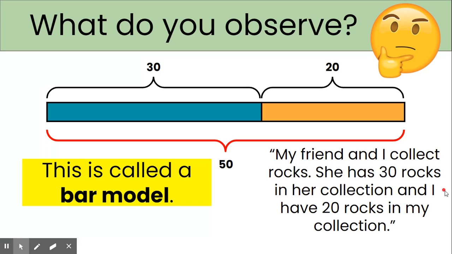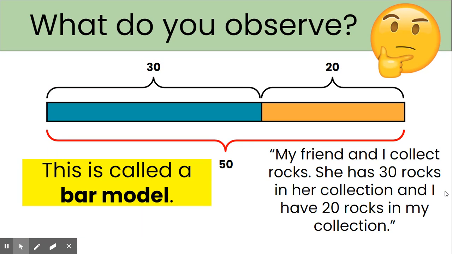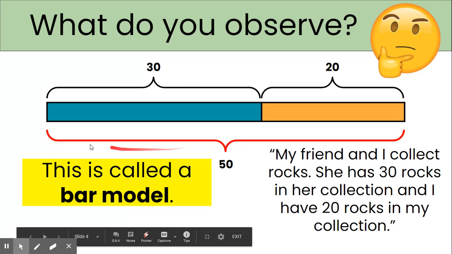This is called a bar model, when you can represent math happening in a story or in an equation using this bar to show the different parts and the whole that gets made up of those parts.